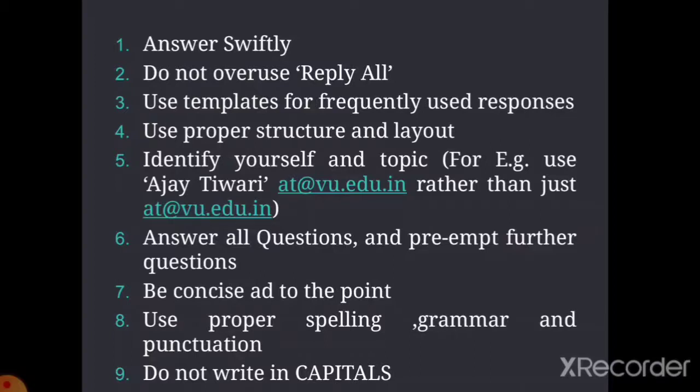Another, use proper spelling, grammar and punctuation. It is needed. Okay, when you are giving a mail, it is in written form, so punctuations are needed. You should check the spelling, and also check the grammar of what you have written. Okay, then you can send, because if there is any mistake, it shows that you are a person who does not know English. So you should check it again and again, and then you send it.